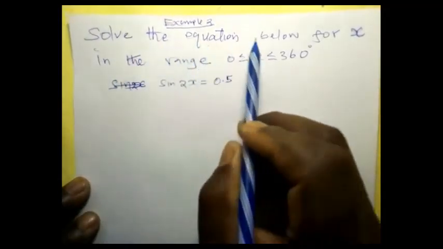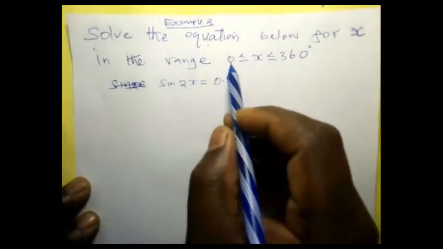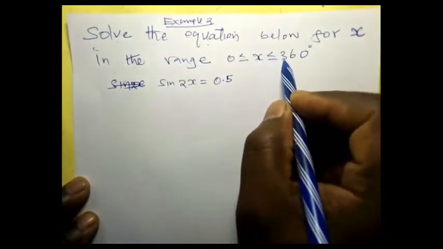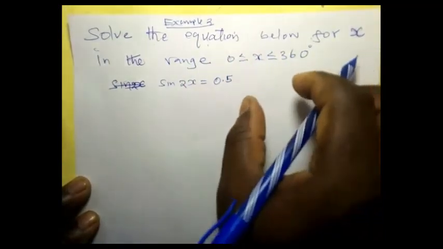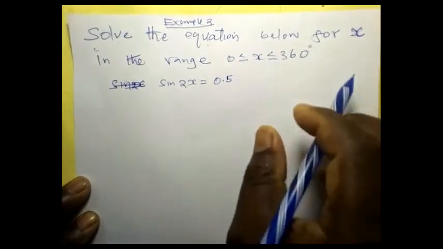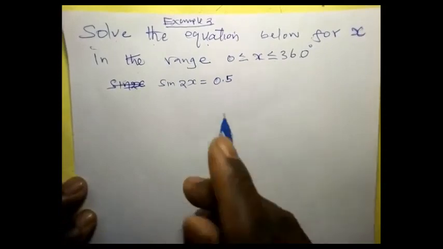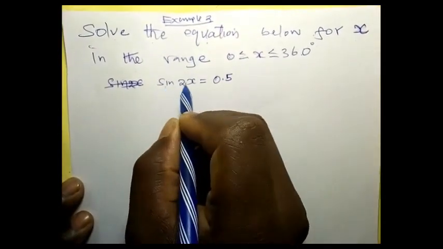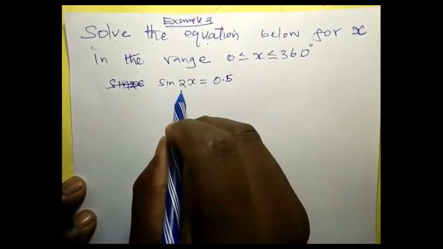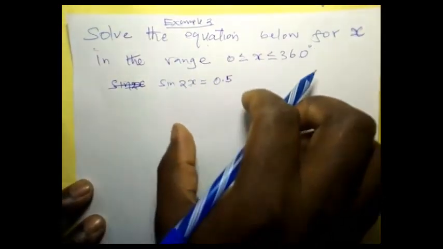Solve the equation below for x in the range 0 ≤ x ≤ 360. So our angles of x will range between 0 and 360, not more than that. We have been given the equation sin 2x = 0.5. So first, how do we get the angle?